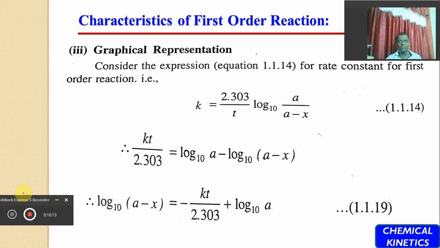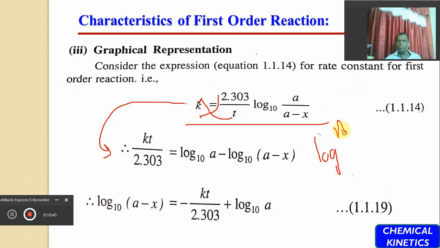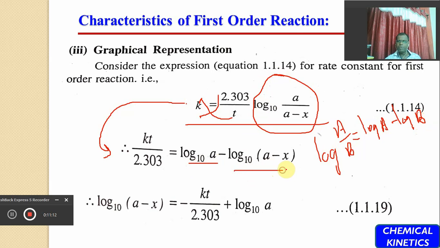Dear friends, we already have the equation for the rate constant of a first order reaction as k is equal to 2.303 upon t log to the base 10 of a upon a minus x. If we rearrange this equation, then it can be written as k into t upon 2.303 equal to log of a upon a minus x. This term is just like log of a upon b. Remember that we already used this: log of a upon b can be written as log of a minus log of b. That's why this log of a upon a minus x is written as log a minus log of a minus x, because a minus x is taken as b based upon this mathematical equation.